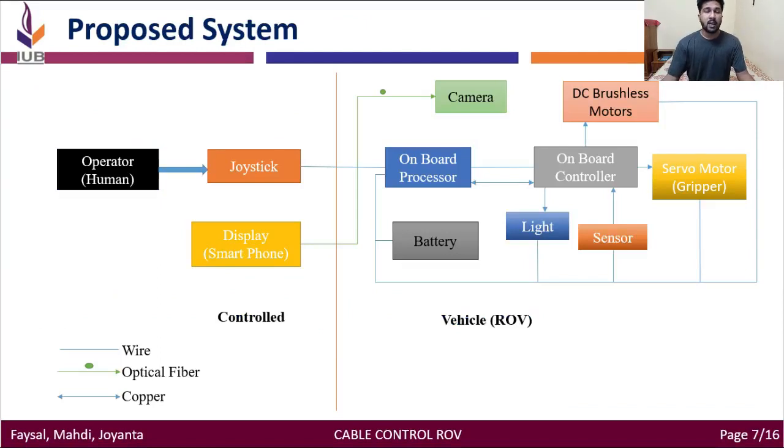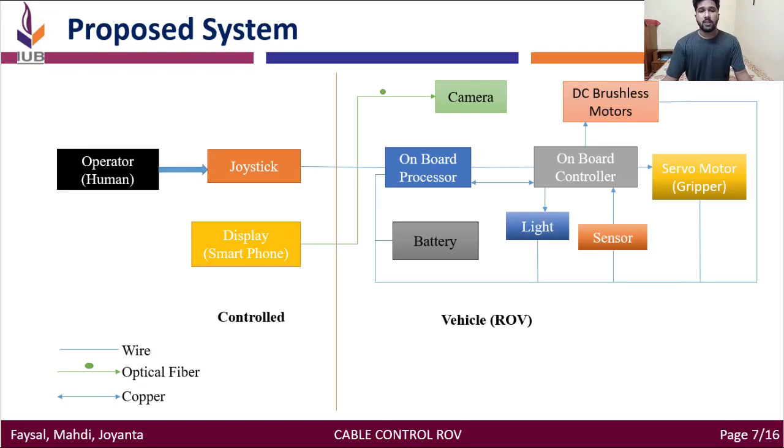Proposed system. Here is the proposed system design of our ROV. Basically, we have separated this into two parts. The left side is the controlling part of the ROV, and this part will remain on the ground. The right side is the main part of the ROV, and this part will remain underwater.